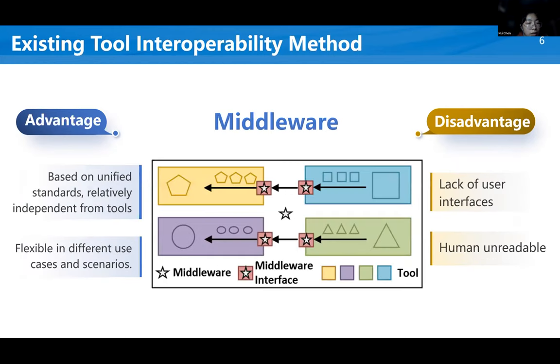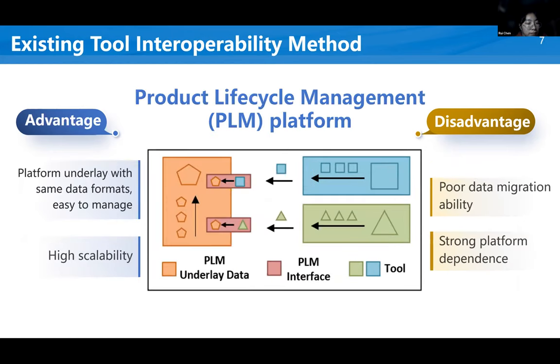The second way is using middleware, such as using XMI, JSON, RDF, or conforming to some domain standards like STEP in CAD tools. It is very flexible. However, some middleware is not human readable and lacks a user interface. The PLM platform is another way, such as the Windchill platform. It has high scalability. However, it is also vendor locked and has poor data migration ability.